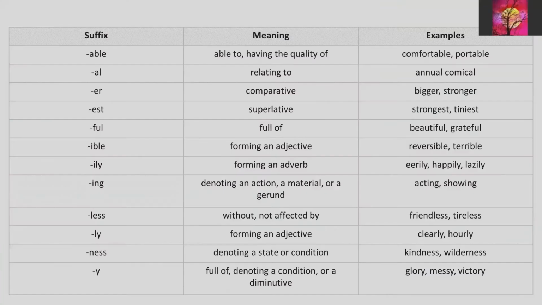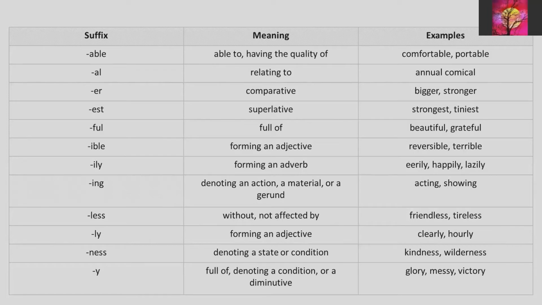Let us now have a look at the commonly used suffixes. Able is one of the most commonly used suffixes. It means able to or having the quality of. Some common examples for this suffix are comfortable, portable. Another commonly used suffix is al, which means related to. Examples: annual, comical.